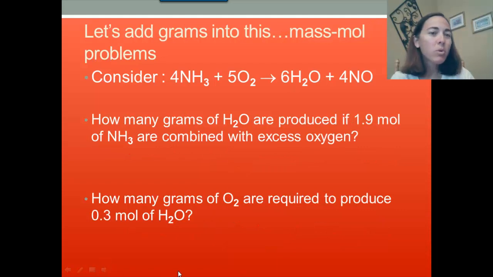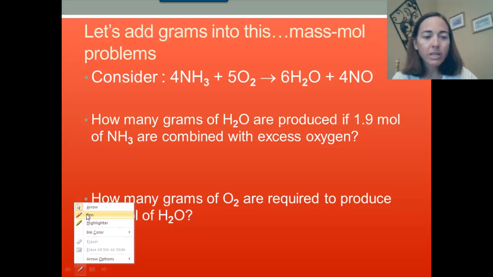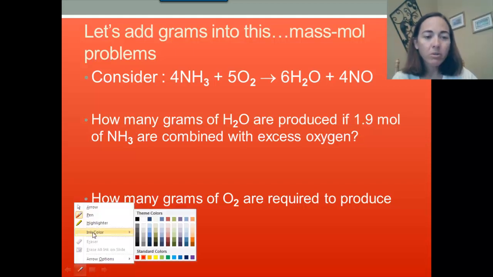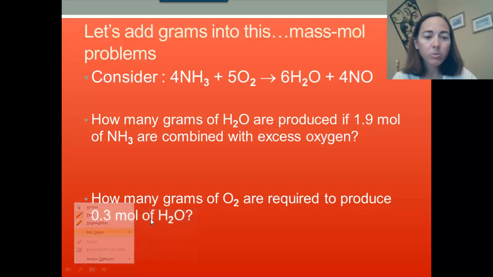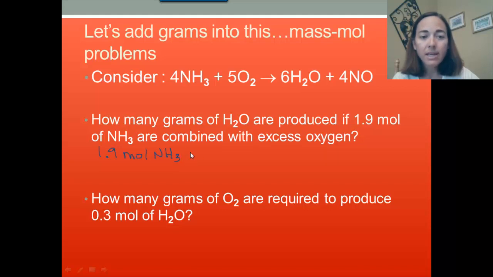Alright, well, what happens if we have grams involved? Really, it's just going to involve one more step. In these problems, what we're looking at is figuring out how many grams of water can be produced if we start with moles. Alright, so again, I'm going to write my given first. 1.9 moles of NH3. See how I wrote the unit and the chemical?